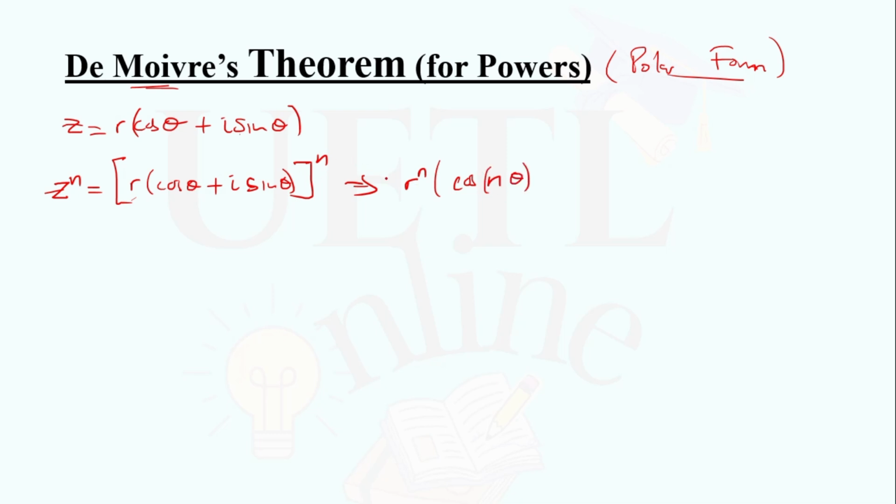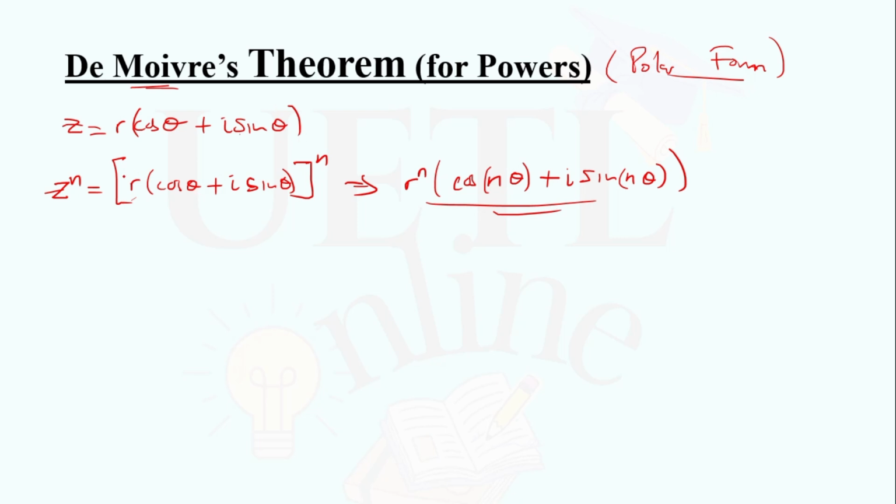First you put r to the power n, then you multiply the argument by this power. This means you're going to get r^n (cos n theta plus i sin n theta). So this is it on De Moivre's theorem.